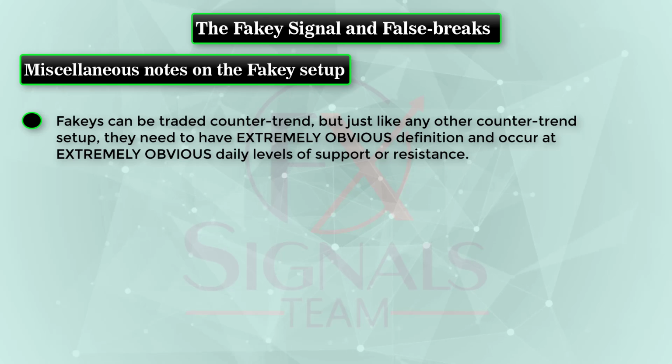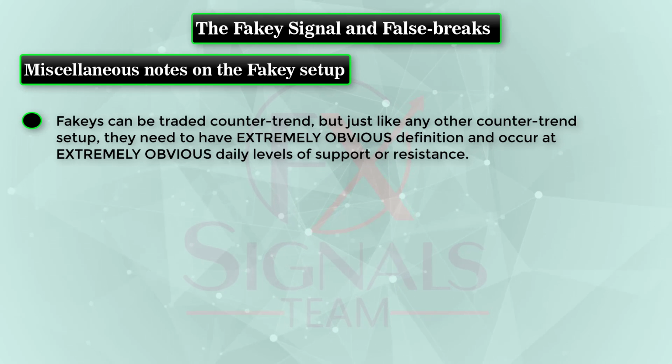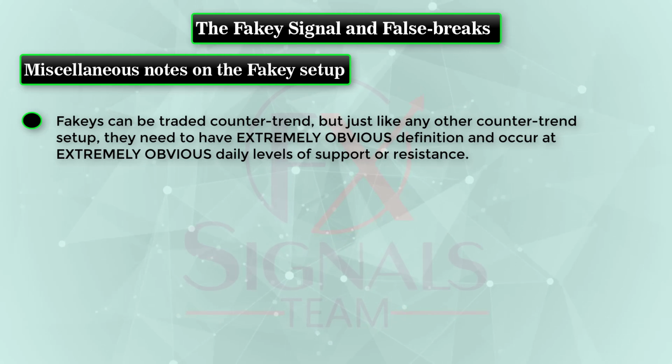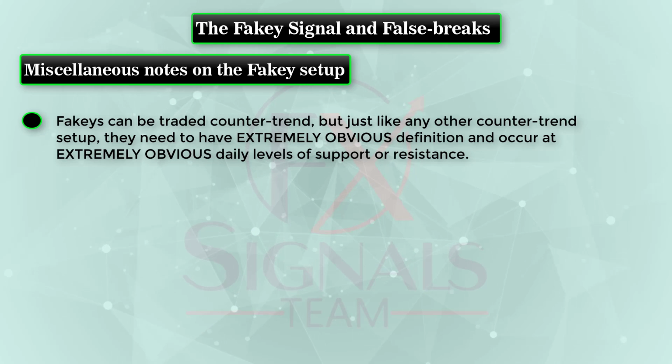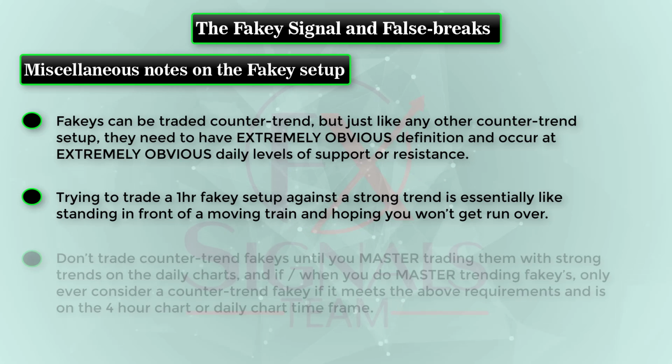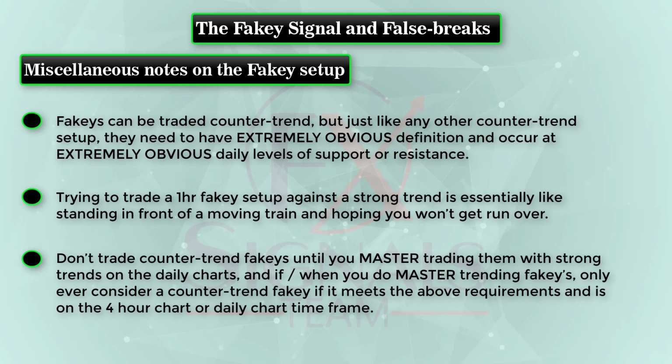Fakies can be traded counter-trend, but just like any other counter-trend setup, they need to have extremely obvious definition and occur at extremely obvious daily levels of support or resistance. Trying to trade a 1-hour Fakey setup against a strong trend is essentially like standing in front of a moving train and hoping you won't get run over. Do not trade counter-trend Fakies until you master trading them with strong trends on the daily charts. And when you do master trending Fakies, only ever consider a counter-trend Fakey if it meets the above requirements and is on the 4-hour chart or daily chart time frame.